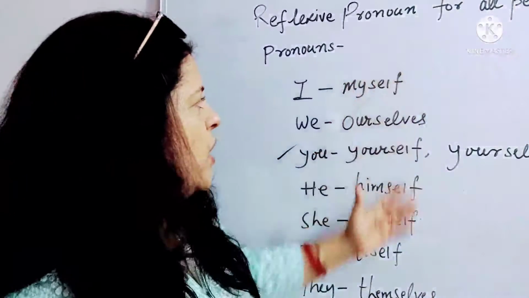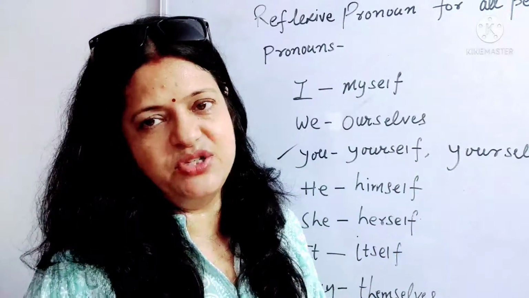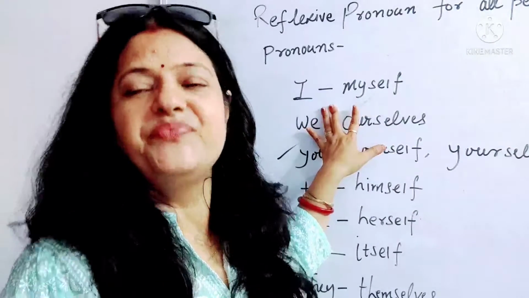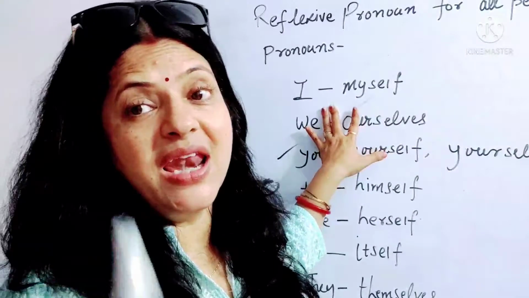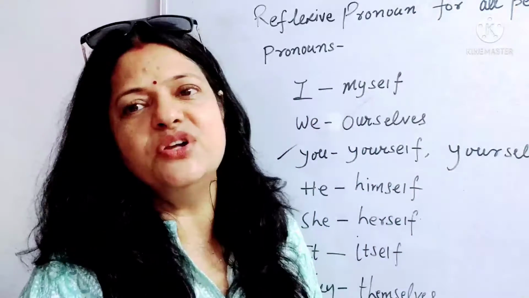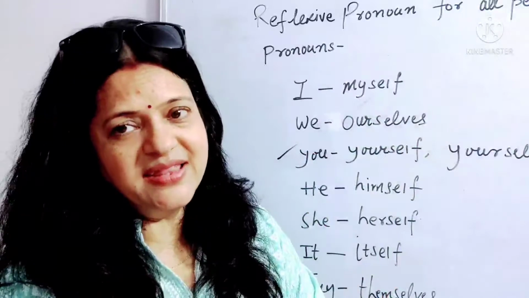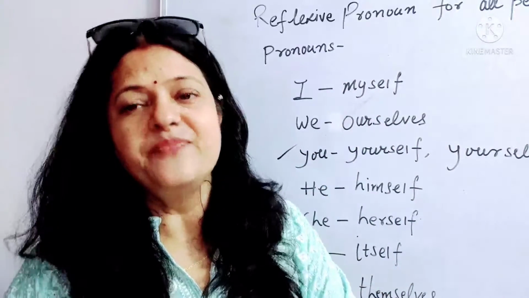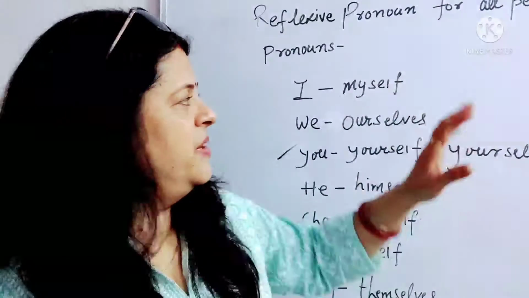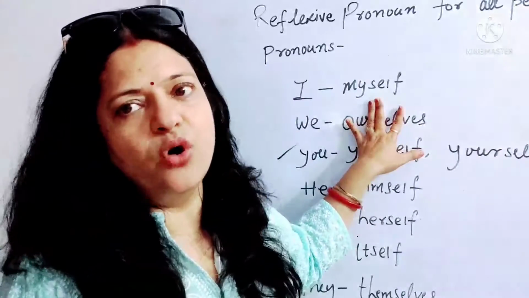Now these reflexive pronouns come at the end of the sentence. Like I can say I hurt myself, or I can say I love myself. Here we see I comes in the place of the nominative pronoun, the subjective pronoun, and then love is the action. And this action is acted upon myself. It means myself is also me. Understand? That is why it is working as an object.